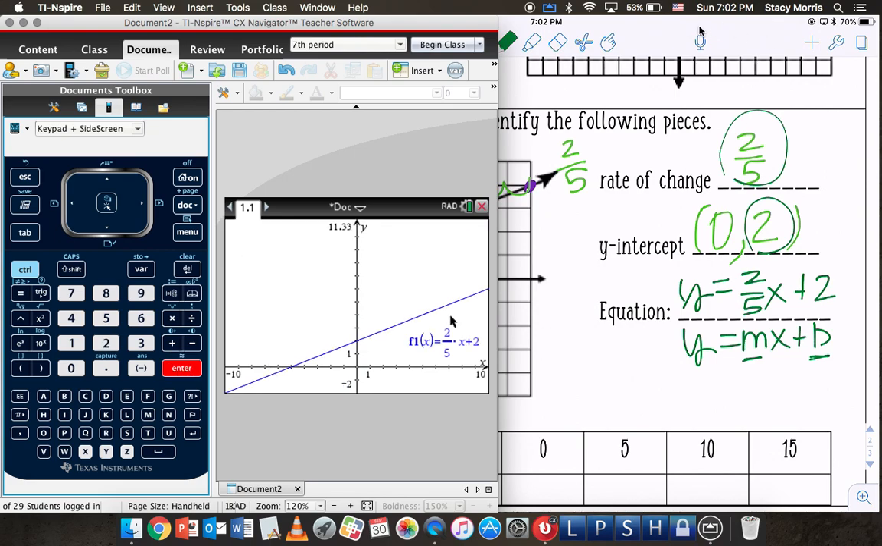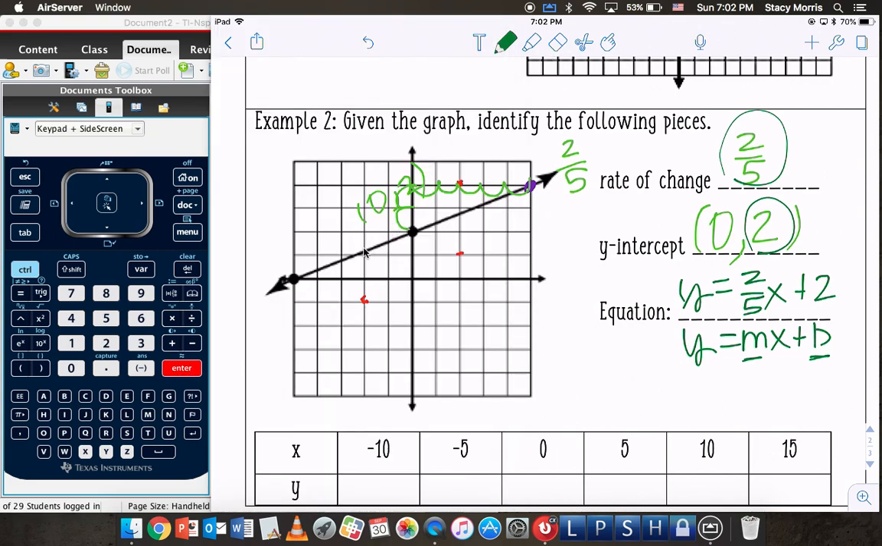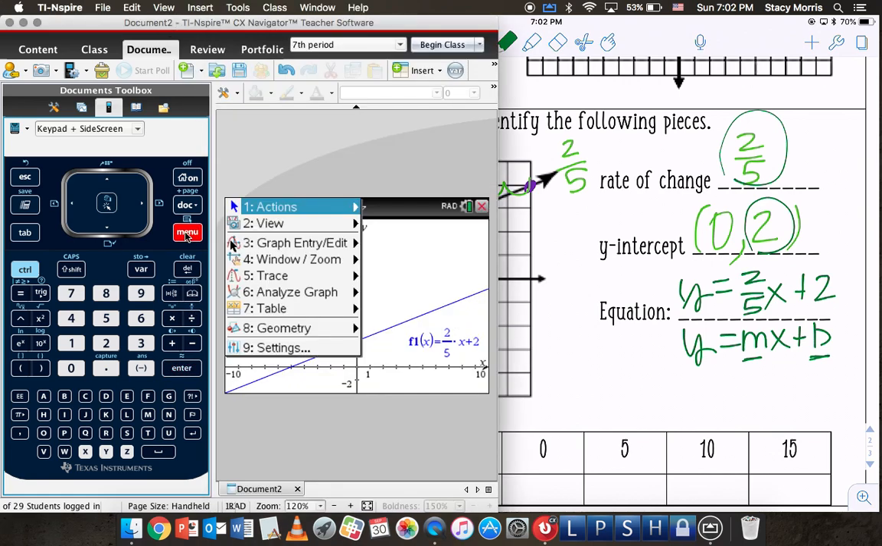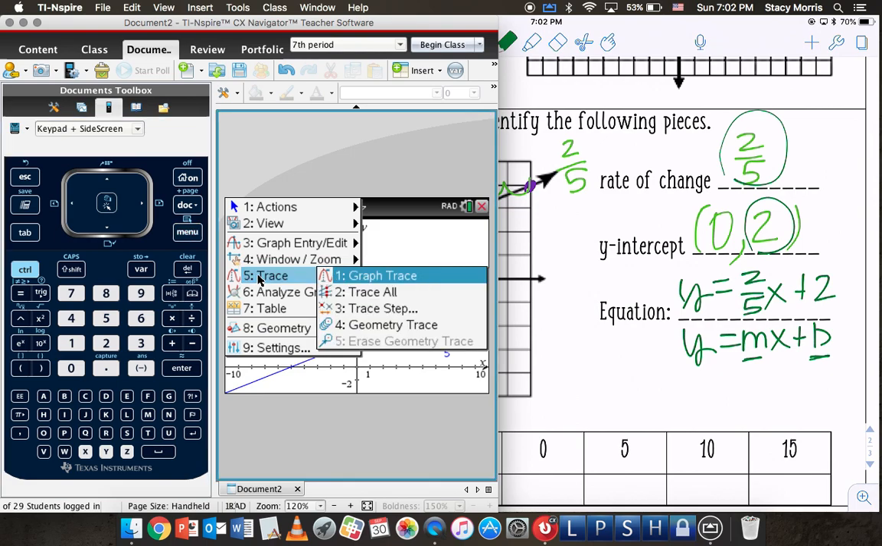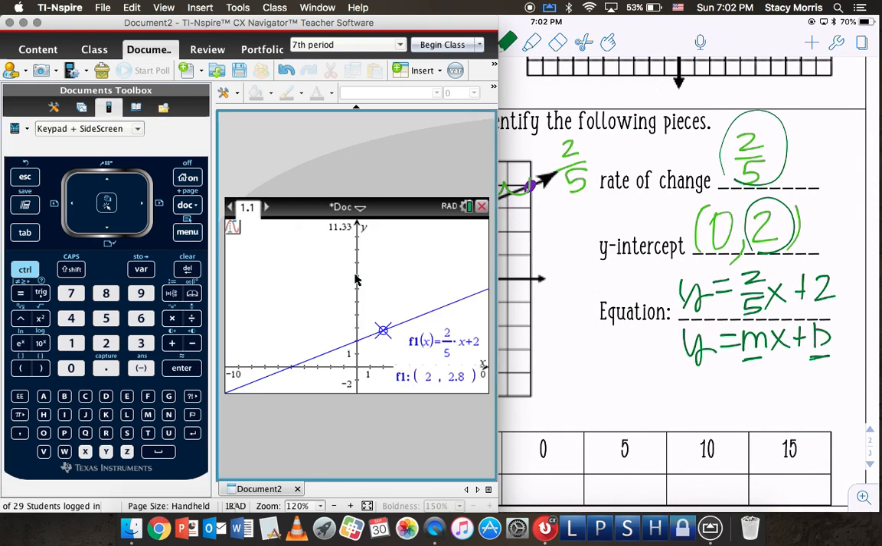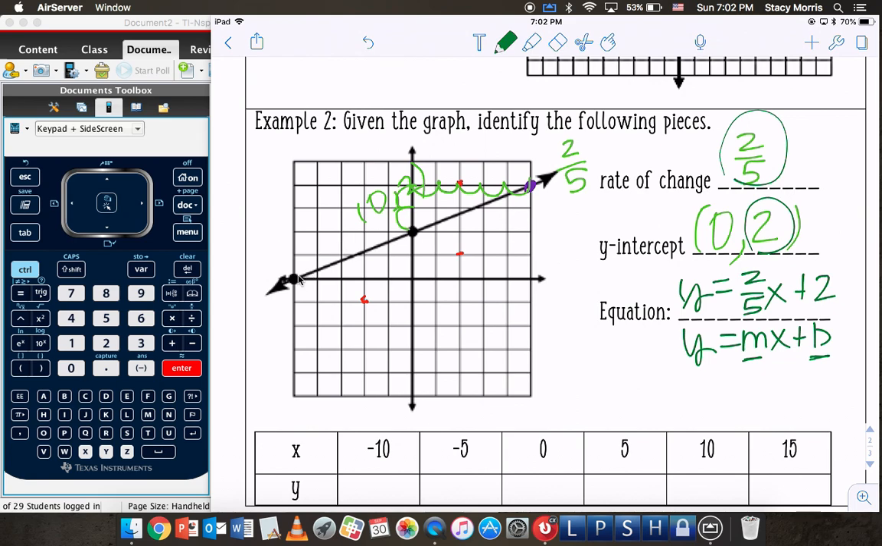So definitely looks like that, right? We could agree that this looks similar to that. They're both increasing from left to right. Notice we have a point over here. We could have used that for our slope also. So that's at -5, 0. Let's check that. If I go to menu, trace, graph trace, I should be able to trace to -5. So -5, enter. There it is, -5, 0, just like on my graph right here.